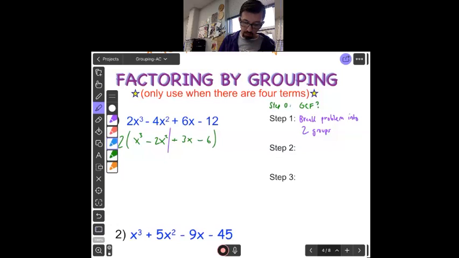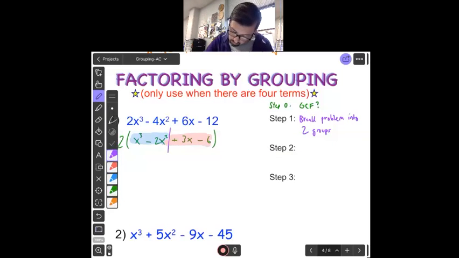Second step, you're going to find the GCF of each group. Okay, find the GCF of each group.